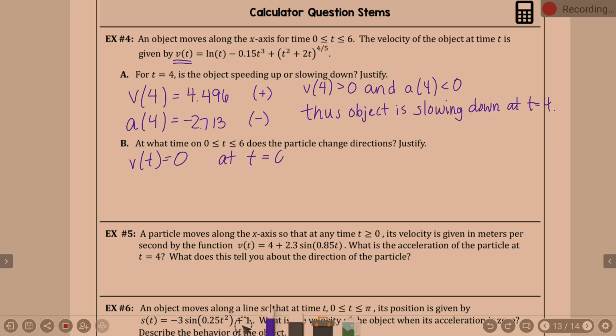Now, what is my particle doing there? It changes direction. It goes from left to right. Or the sign changes from negative to positive. Yes.